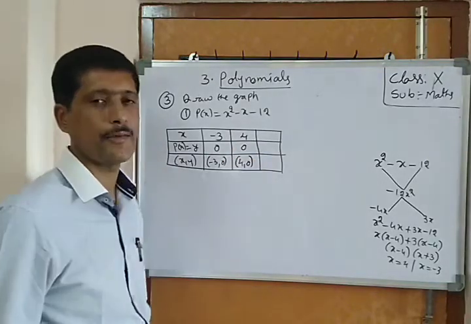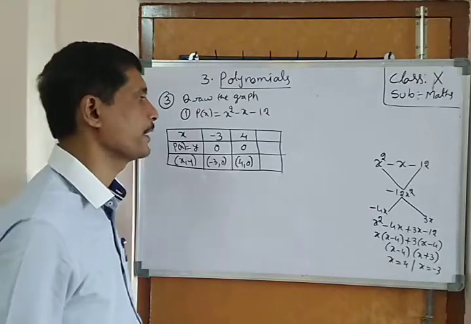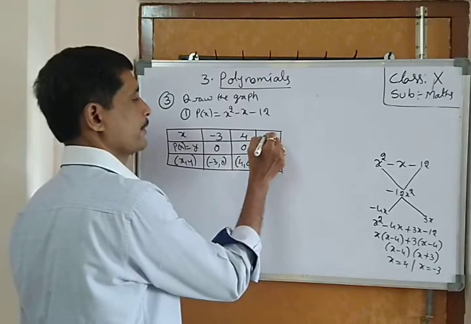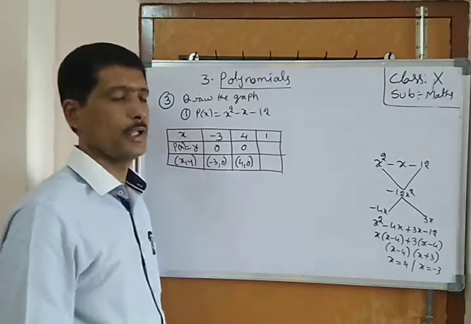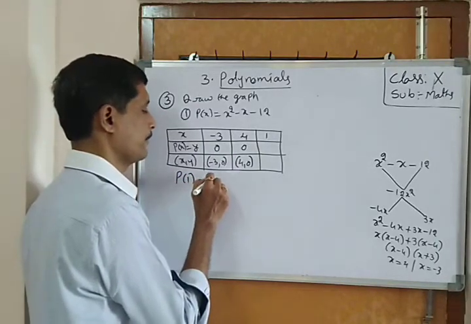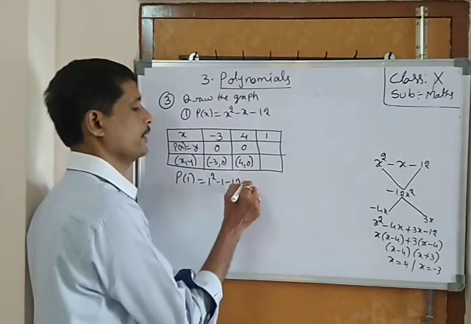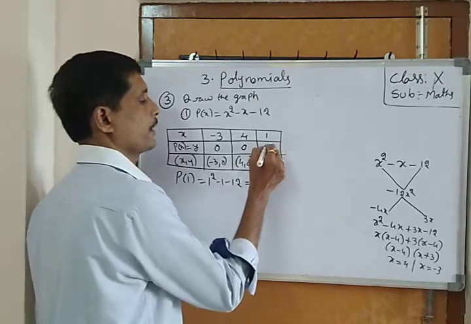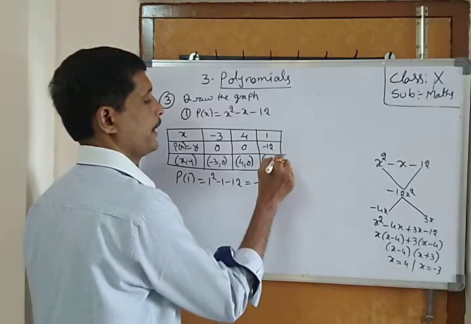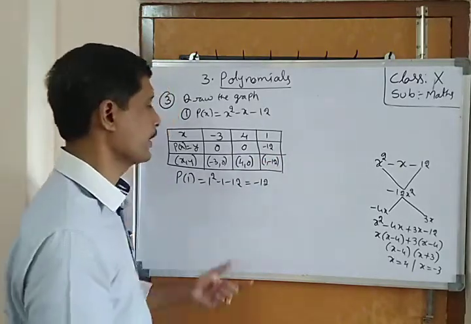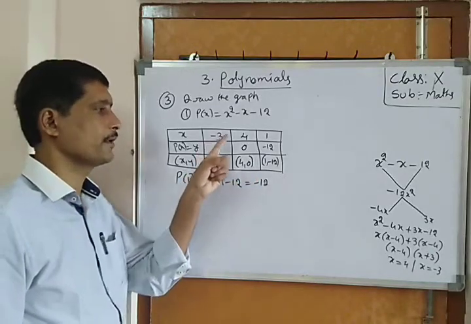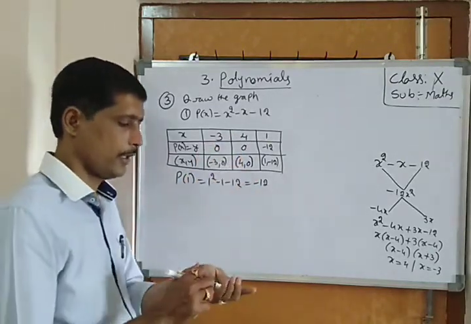Next you have to take any other value, that is 1, 2, 3, whatever it may be. Therefore let us take 1. P of 1 is 1 square minus 1 minus 12, therefore you get minus 12. Here is 1 comma minus 12. Therefore here 3 values are enough: minus 3, 4, 1. Okay.